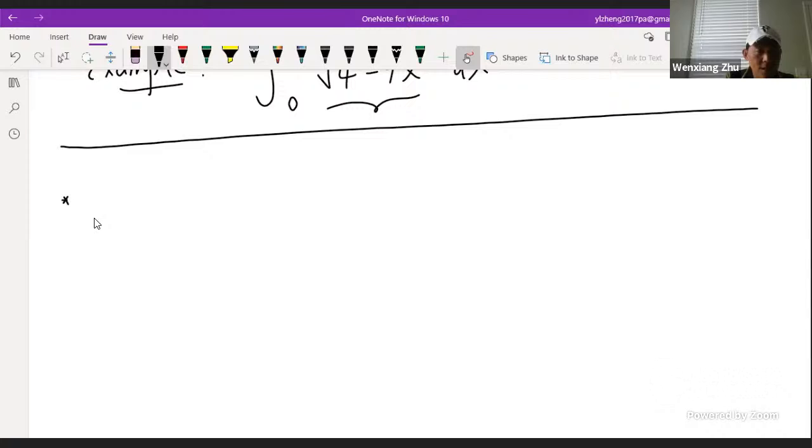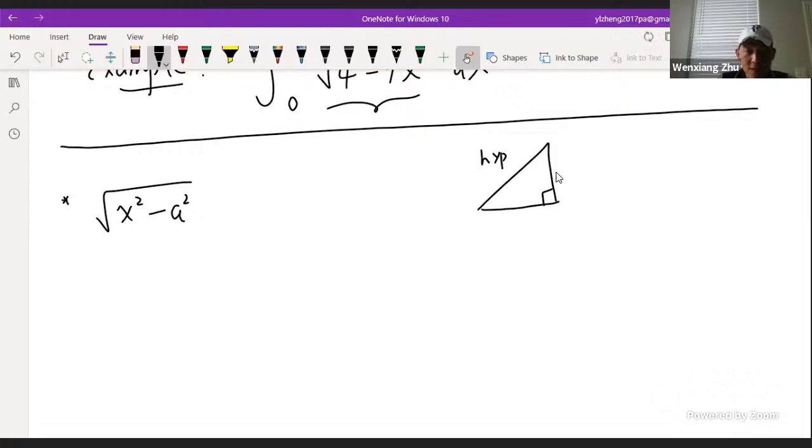Let's take a look at the first case. This is how I memorize how to do this one. If you see a term involving the square root of x squared minus a squared, this is what I would like to draw. If you have a right triangle, you have 3 sides. This is the hypotenuse, and this is angle theta. This side will be the opposite, and this side will be the adjacent. We have adjacent squared plus opposite squared equals hypotenuse squared. That's the Pythagorean theorem.